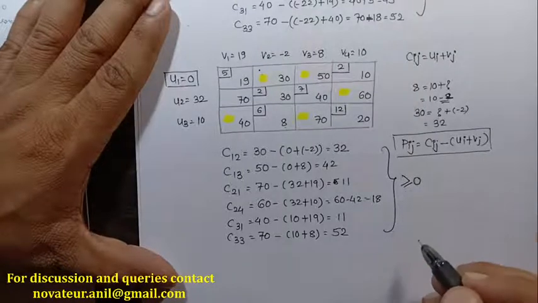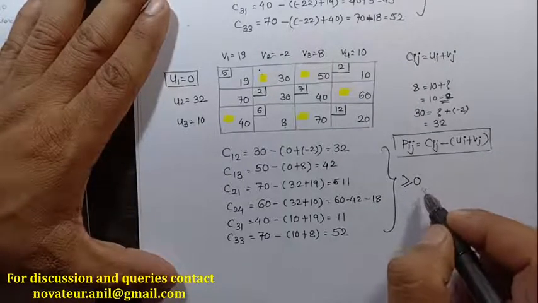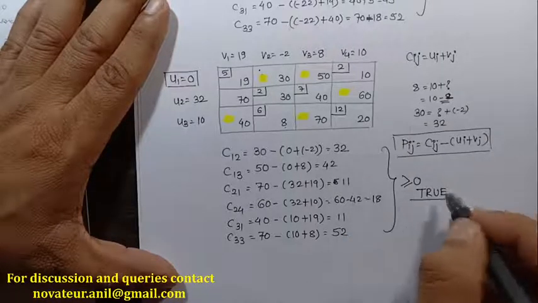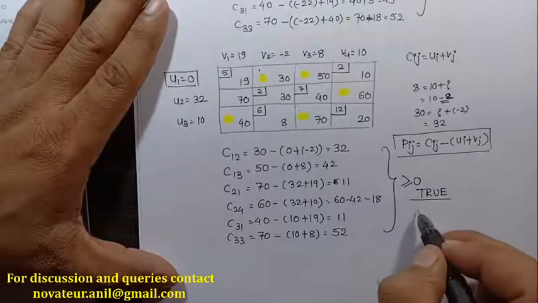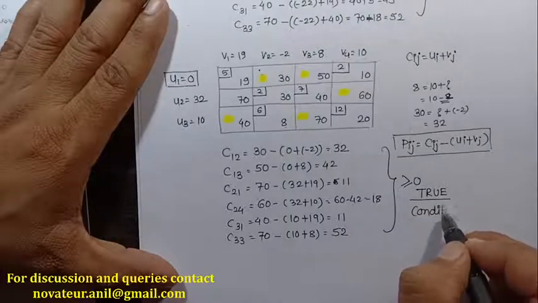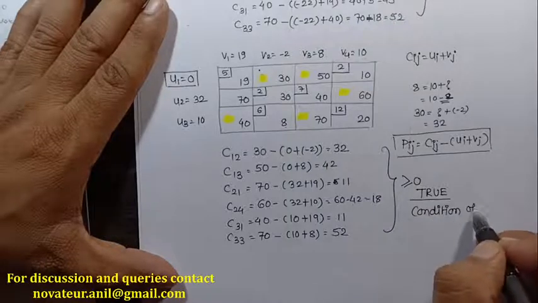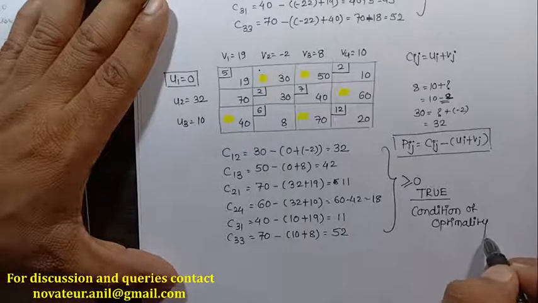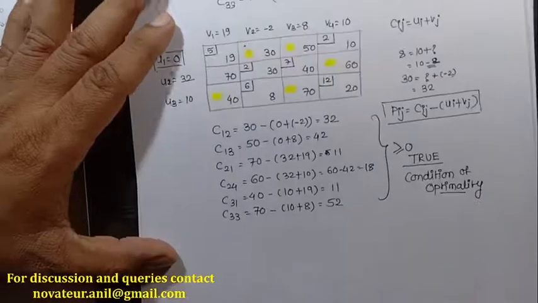optimality, whether all these values are greater than or equal to 0. So here the condition of optimality is achieved because all the values are greater than this, hence we can say that it is a condition of optimality. That means now we are at an optimal solution for this transportation problem.